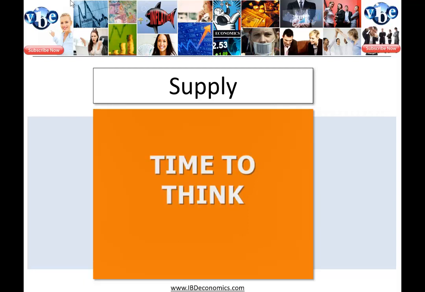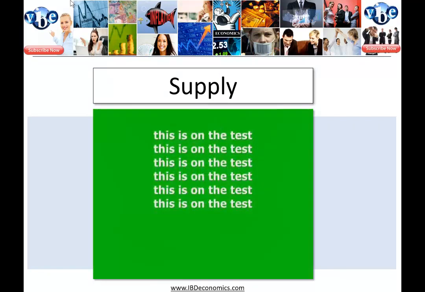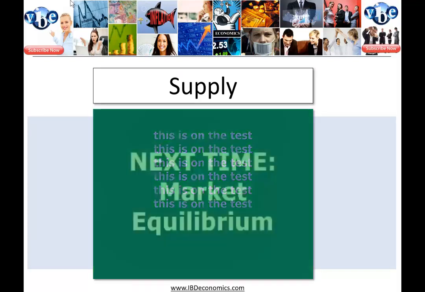What would happen if costs fall? For example, if business taxes decrease or if technology gets cheaper? The bottom line is that you need to pay careful attention to the difference between a change in supply and a change in quantity supplied. Next time, equilibrium.